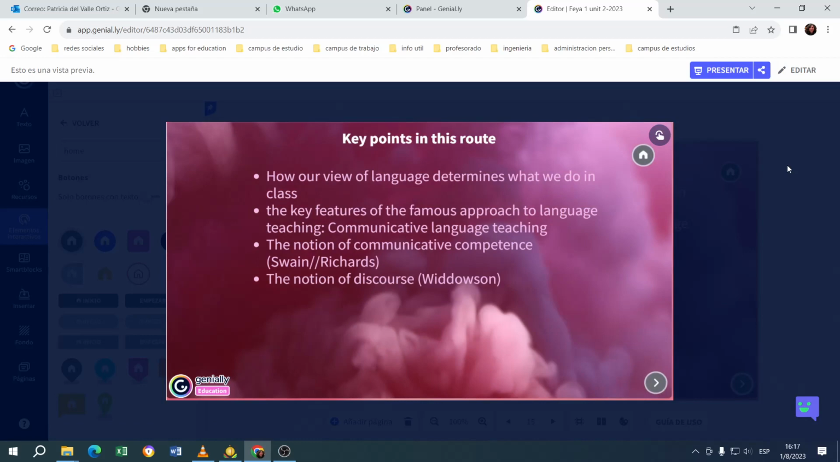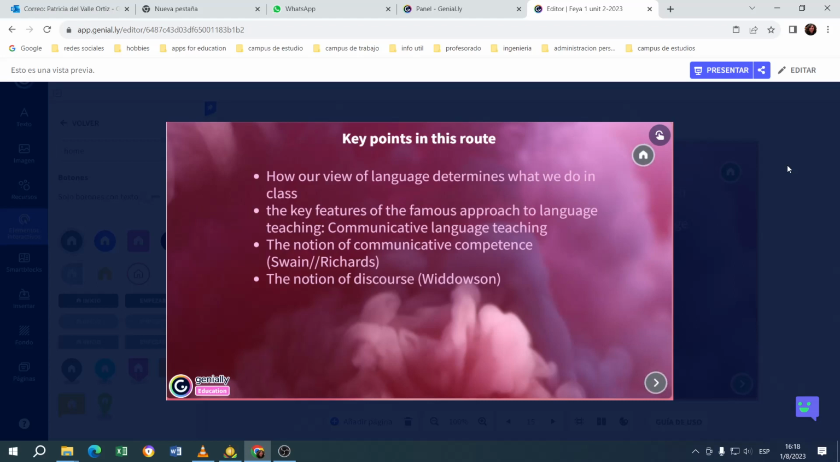You should know by now that we are discussing, once again, the notions of view of language in connection with what we do in the classroom. You see here how our view of language determines what we do in the classroom.